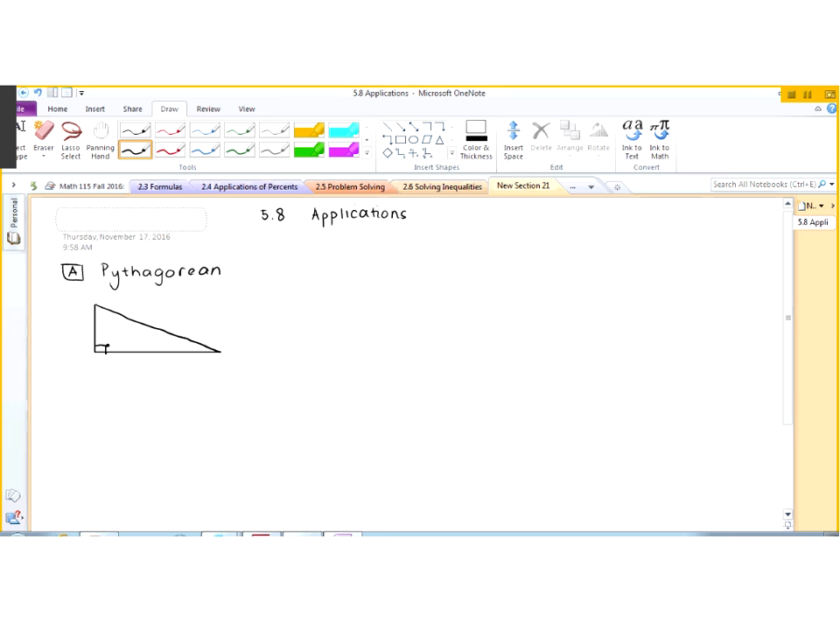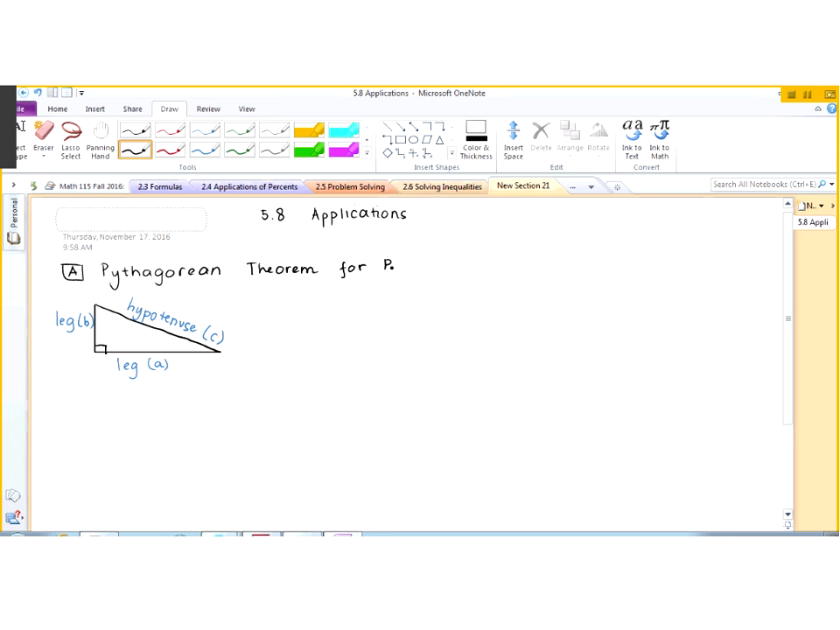So this is a right triangle. Which one is the longest one? This is called the hypotenuse. Your longest side is called the hypotenuse, and we usually use the letter C. And these are called legs. We will call this one A, and this other leg we will call B. Right? So, the Pythagorean theorem.